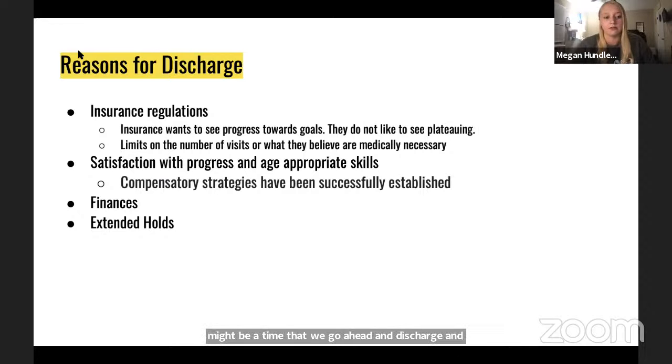And then another reason would be for finances or for extended holds. Sometimes in the outpatient setting, if we have a client on hold for a prolonged amount of time, we might be looking at discharge. For example, if you were to be seen and then we're unable to make it into therapy for several months, if it's been an extended, prolonged amount of time, we might be looking at discharge just because for insurance purposes, for one, but also by the time we need to pick services back up, we might need to go ahead and reevaluate to see where the skills currently are, if there's been any change there.